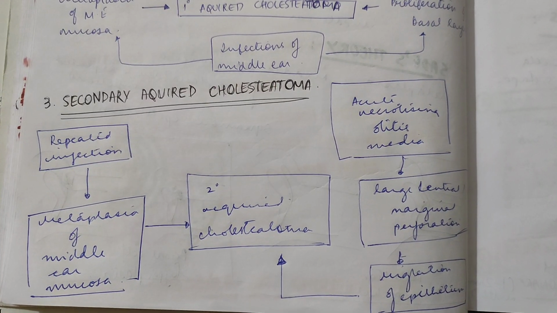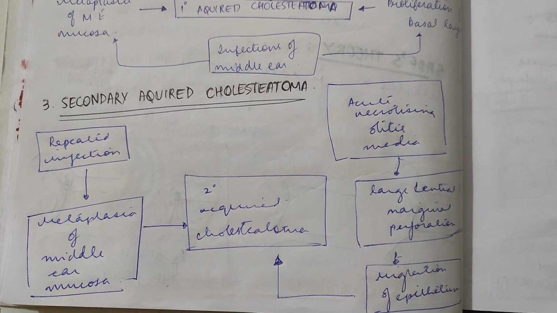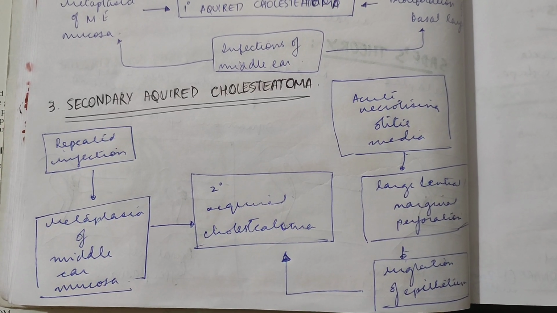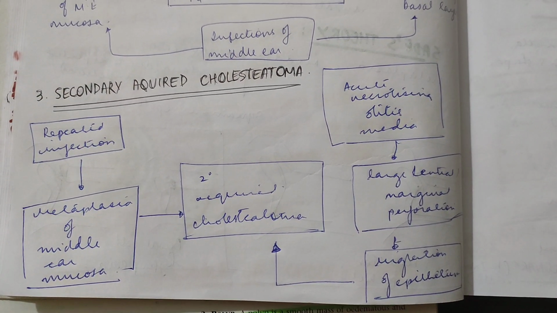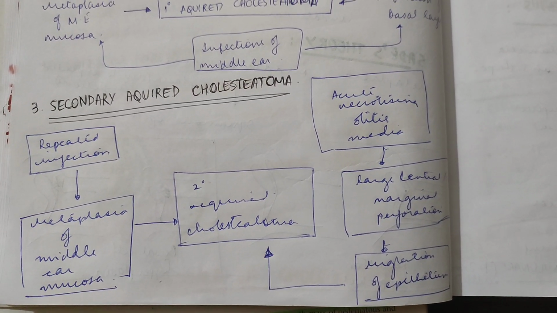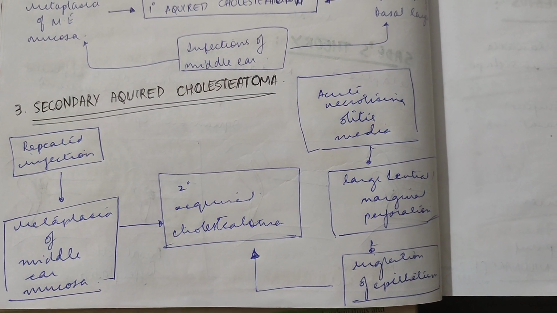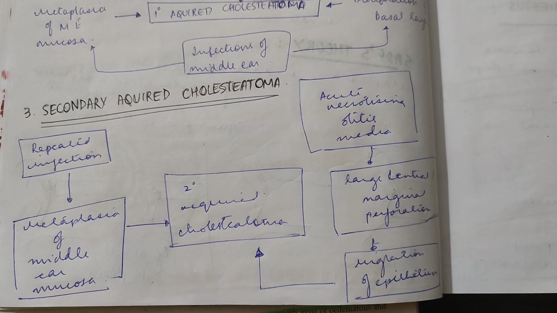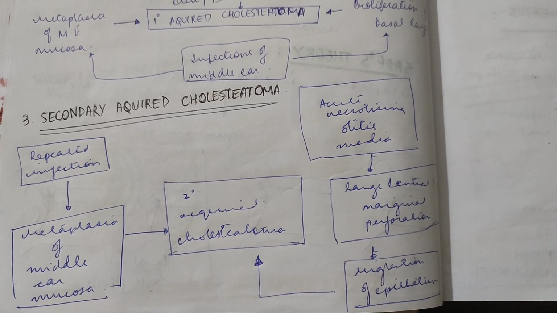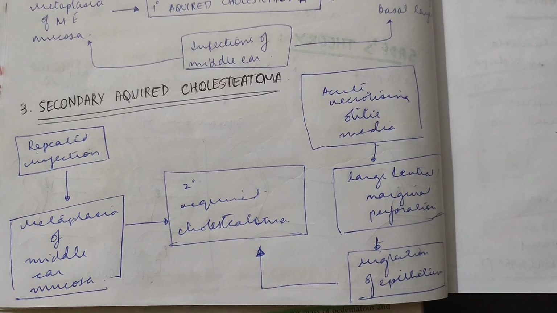Secondary acquired cholesteatoma is called so because there is already a pre-existing perforation in the pars tensa. It's either associated with a posterior superior marginal perforation or sometimes a large central perforation. Now, what are the theories which state how a secondary acquired cholesteatoma occurs? Maybe there are repeated infections resulting in metaplasia of middle ear mucosa, or there is acute necrotizing otitis media where a large central perforation or a marginal perforation is formed, and through this perforation there is migration of the epithelium into the middle ear cavity.